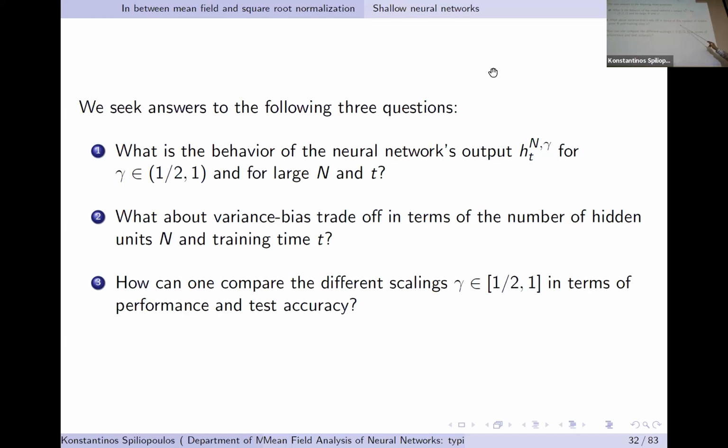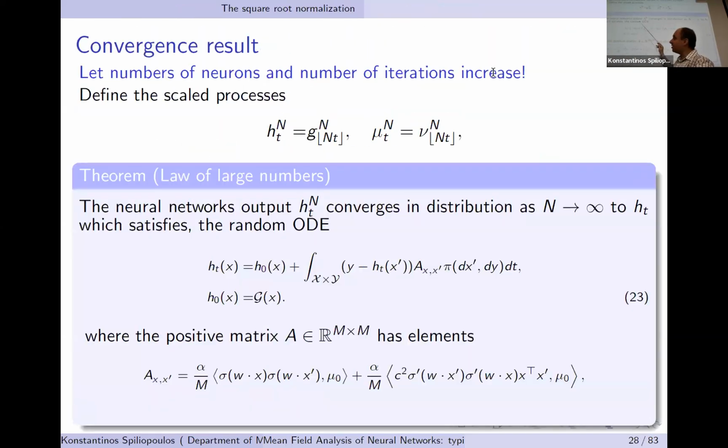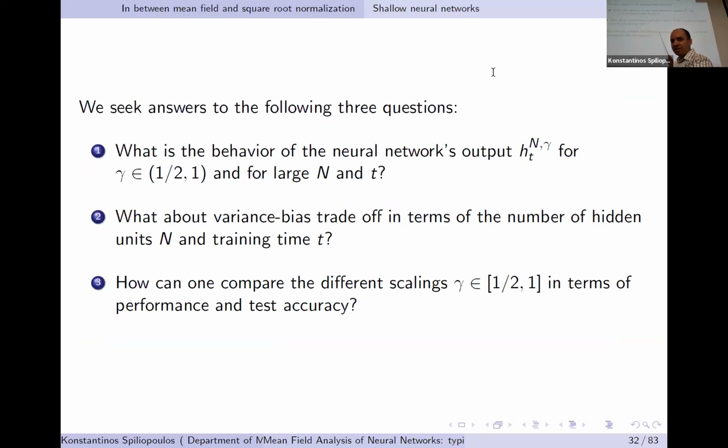What about the variance-bias trade-off, and how can one compare the different scalings in terms of performance, test accuracy, or whatever makes sense? It turns out that when gamma is between 1/2 and 1, for any gamma in that range, one can write down an asymptotic expansion for the neural network output. This H_t^{N,gamma} is the neural network. You do the training, and as N goes to infinity, this converges to H_t. This H_t is the same as this for all gammas strictly less than 1. So the first order convergence is the same.